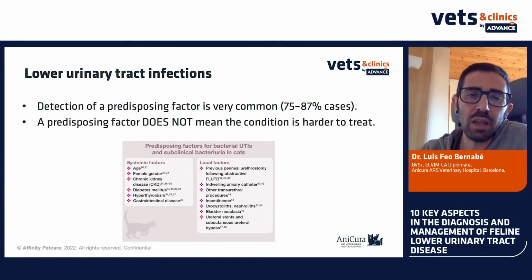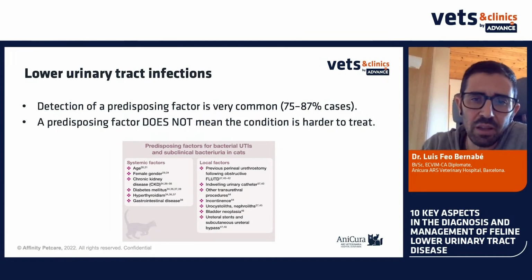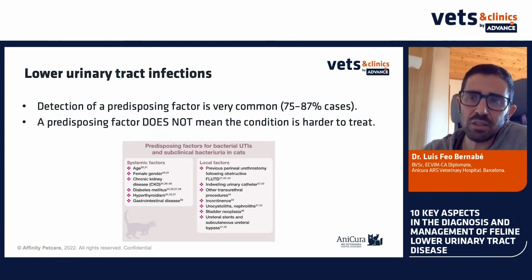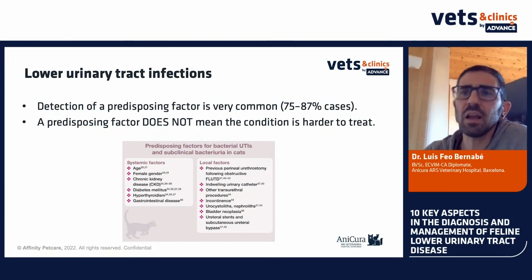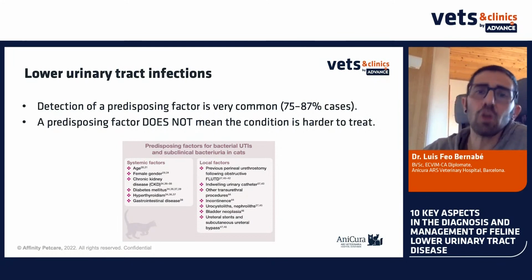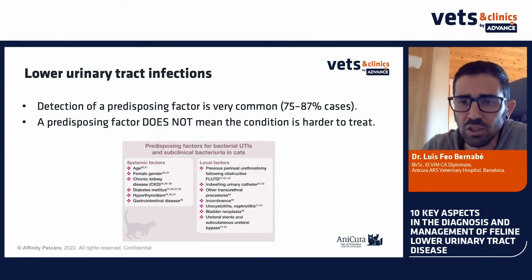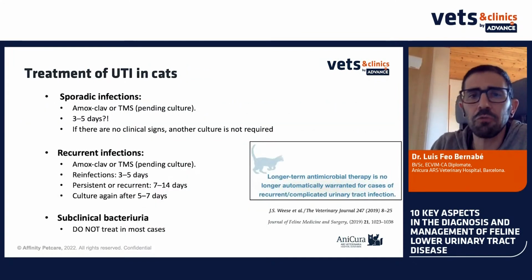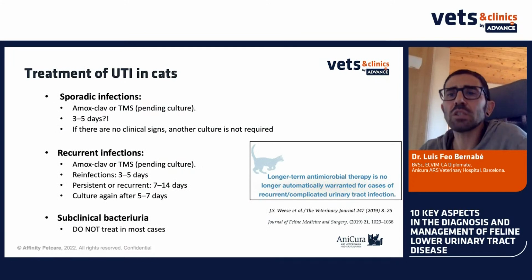So, what are the most frequent predisposition factors? You have them here on the screen, but for sure age is quite common. The older, geriatric cats are more commonly affected. If you have another disease like CKD, diabetes, hyperthyroidism, and also gastrointestinal disease, these are common predisposition factors, and for sure other local factors, as you can see here. So if you have incontinence, another infection, or idiopathic cystitis, that can be a predisposition factor.